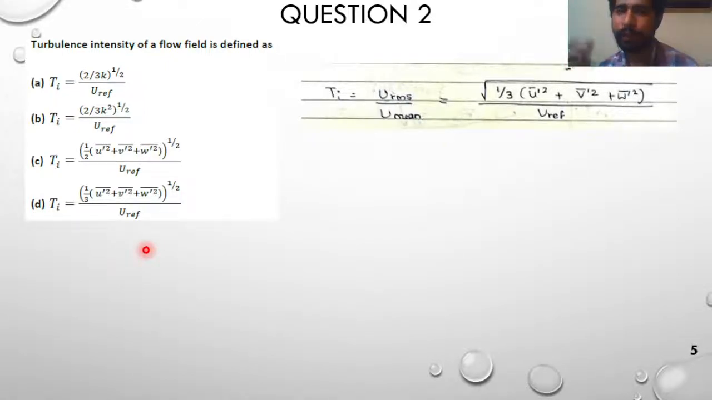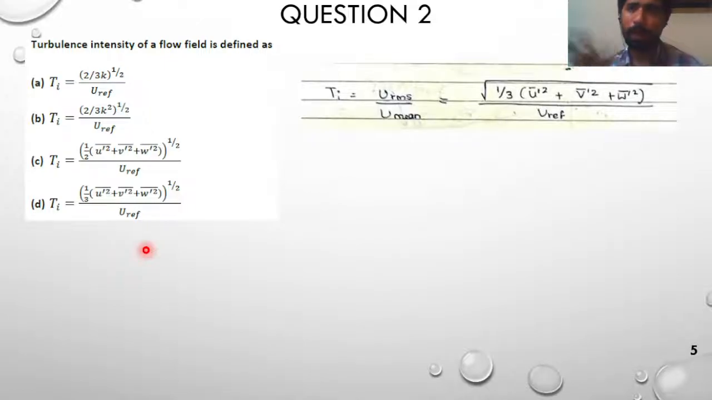See, for example, if you are getting a very high value of TI, the turbulence intensity, what it indicates is that this U dash RMS is very high, which means U dash magnitudes are higher, which means that the fluctuations are higher and turbulence is higher. So indirectly, this turbulence intensity gives us how much turbulence is there in this flow. That is the main idea behind calculating this turbulence intensity. I hope this is clear.